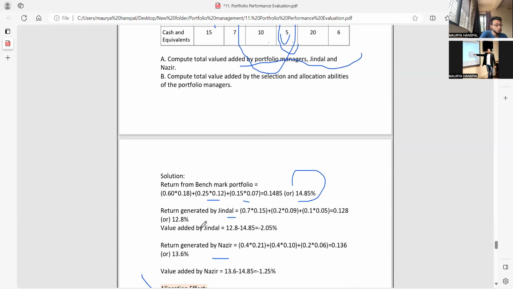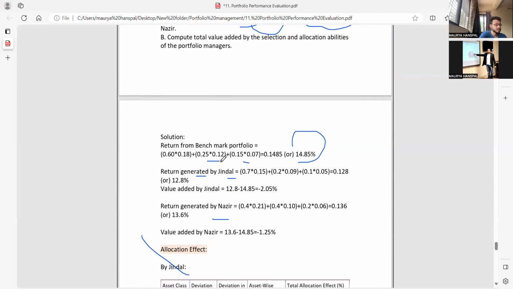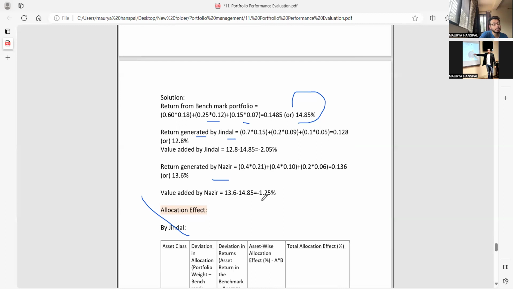Jindal's return is how much? 12.85. So Jindal has underperformed the benchmark. The benchmark has given more return as compared to Jindal. It means going towards a passive investment strategy was far better than choosing Jindal as your portfolio manager. And the same happened with Nazir. Nazir gave you 13.6%, but still 14.85% is far more than the portfolio manager's return. So here again, Nazir underperformed.